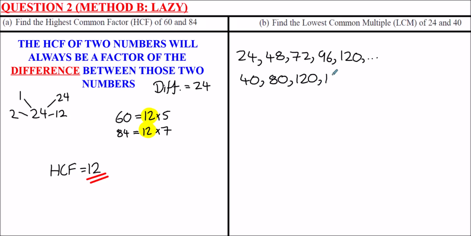Then we just look for the smallest number we can see, which is the first to appear in both lists. So hopefully you can see here that 120 is the first number that appears in both lists. Therefore, the lowest common multiple of both of these numbers has to be 120. And that's all we need to do for part B, using what I've lazily called the lazy method.